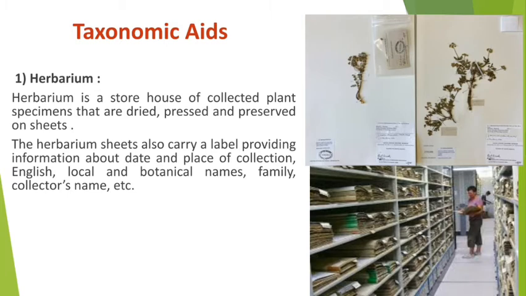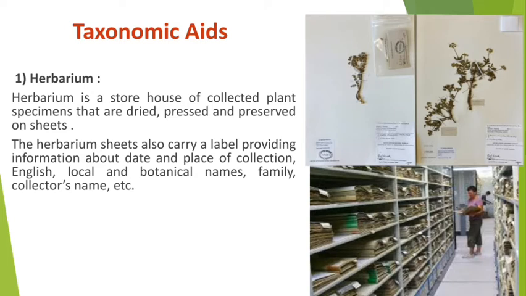The herbarium sheets also carry a label providing information about the date and place of collection, English, local and botanical names, family, collector names, etc. So my dear student, in the picture above, you may see some information about the date, then the place of collection, who collected it, then the plant specimen's botanical name, the local name, and the English name. These are provided along with that specimen. Okay, and then they are kept.